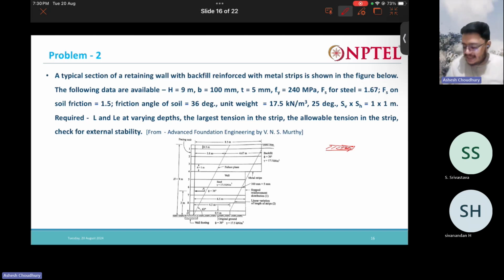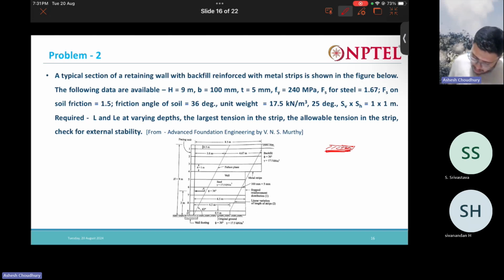The thickness of each strip is 5 mm. Fy, the yield strength of the steel strip, is 240 MPa. Factor of safety FS is 1.67. FS on soil friction is 1.5. Friction angle of soil is given as 25 degree. Unit weight is given. All those things are given.